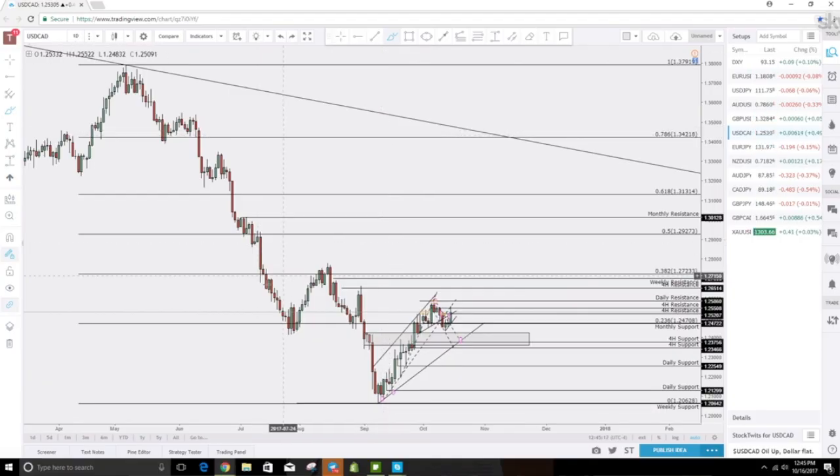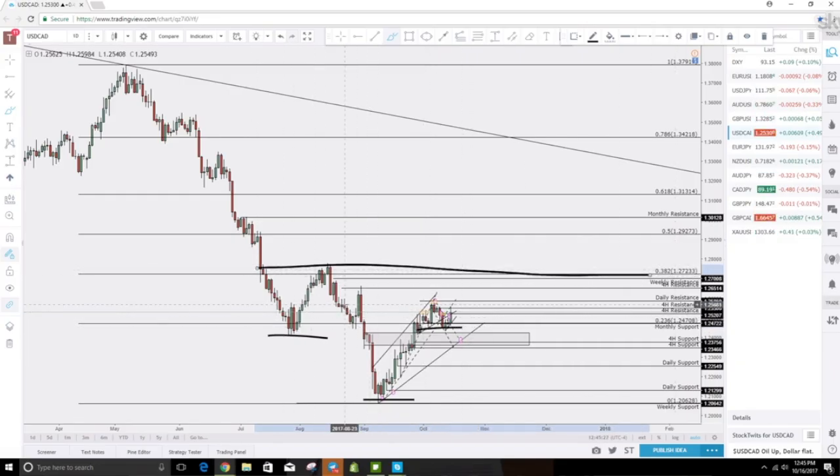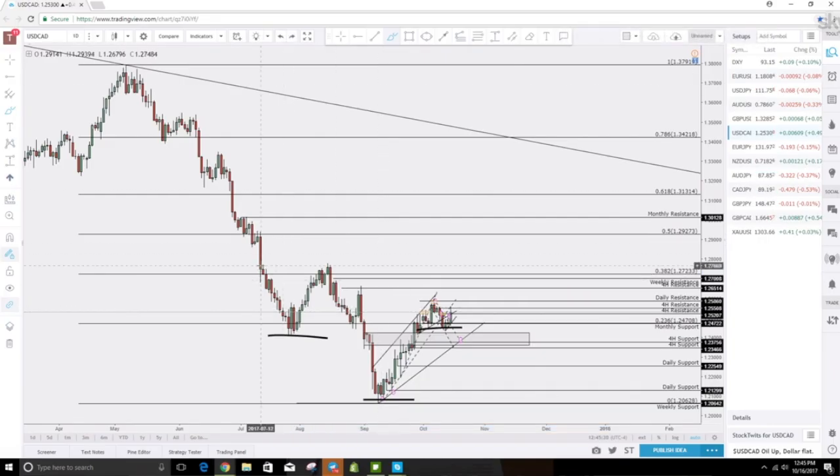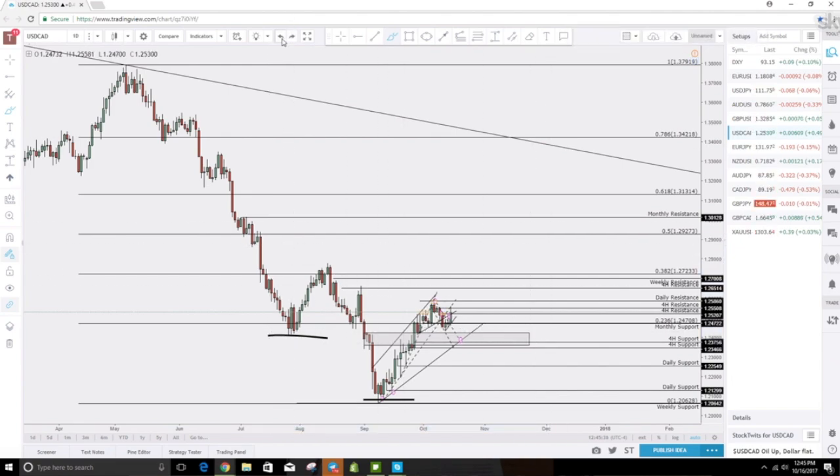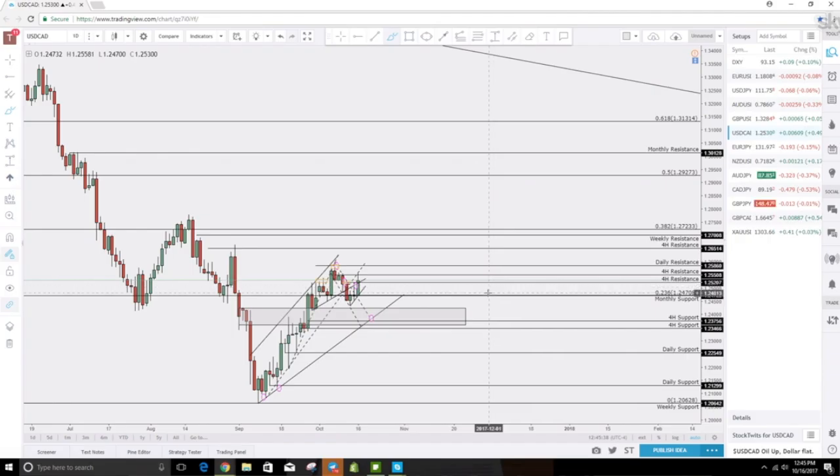As we can see right now, CAD is potentially creating an inverted head and shoulders pattern. What would warrant the inverted head and shoulders pattern would be the break of this neckline right here. Could probably play the break of the trend neckline there. I don't know if that works. That might work. I have to draw a trend on that. But still, there is a potential inverted head and shoulders forming.